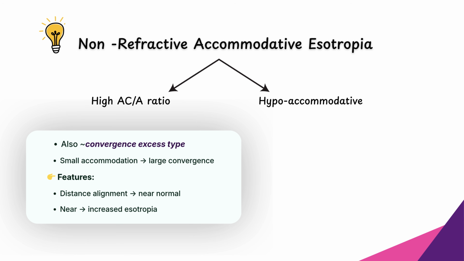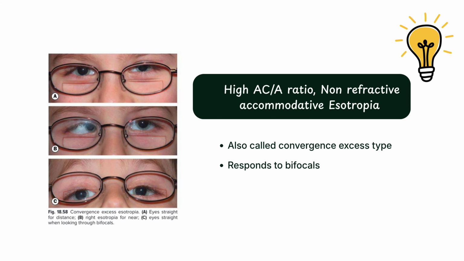The high AC/A ratio variety is also confusingly referred to as the convergence excess type. In these patients, a relatively small amount of accommodation produces a disproportionately large amount of convergence because of a really high AC/A ratio. As a result, the distance alignment may be normal or near normal in these cases, but the esotropia becomes more prominent at near because the patient uses accommodation at near. So this type often responds well to bifocal correction, which reduces the need for accommodation at near. Don't worry, in our future videos, we'll discuss the treatment in detail.